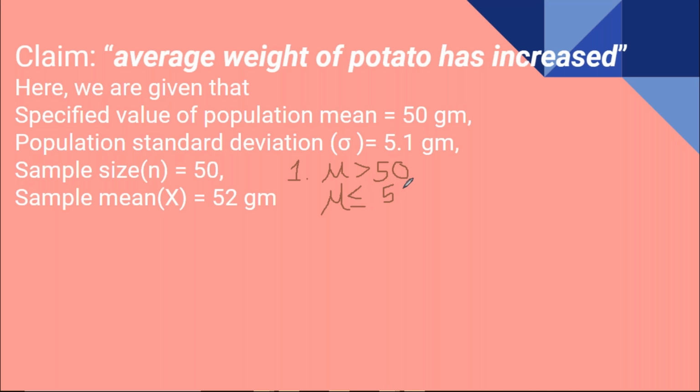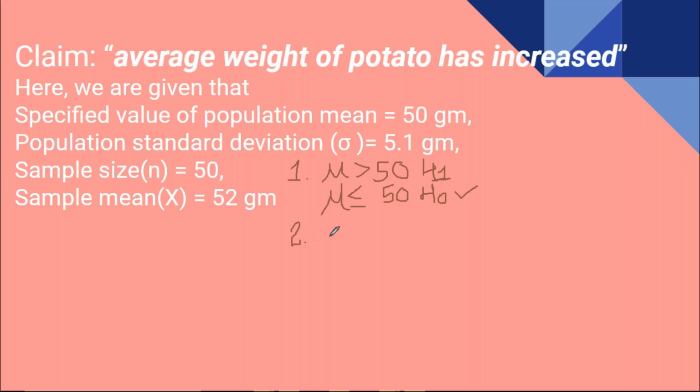Whenever we are performing hypothesis testing, we first have to write the claim in symbolic form. The symbolic form which consists of an equality sign is considered my null hypothesis, so this is my H naught. The one which does not contain any equality sign is my alternate hypothesis. And the testing is always performed on H naught, that is, my null hypothesis. Now we have our null and alternate hypothesis.